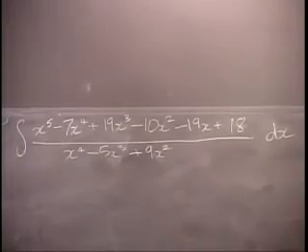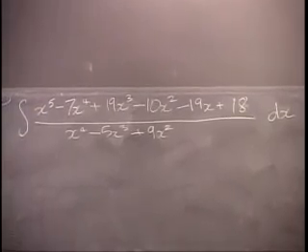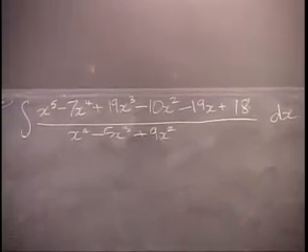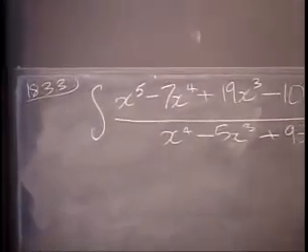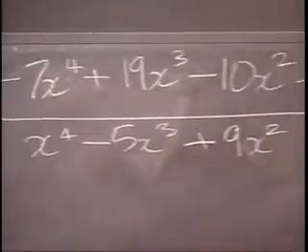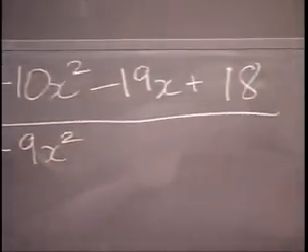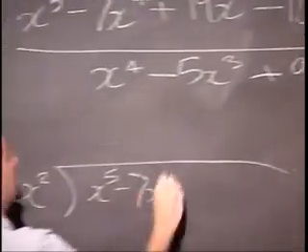So step 1, check the degrees. The degree of the top is 5. It's not less than the degree of the bottom, 4. Even if it was equal, we'd still have to divide. So I'm afraid we have to divide x to the fourth minus 5x cubed plus 9x squared into x to the 5, and I just have to write all this out.